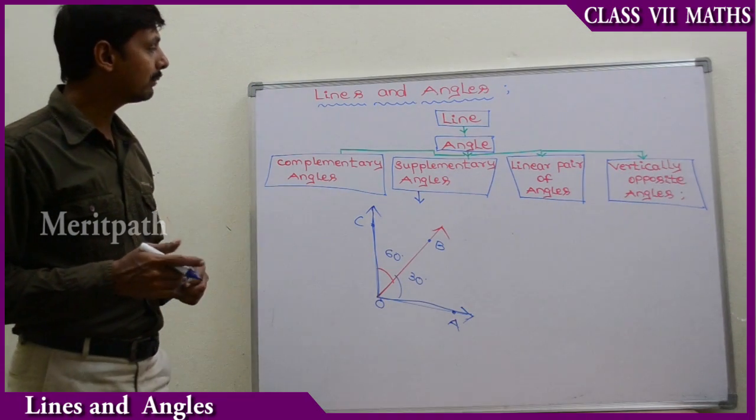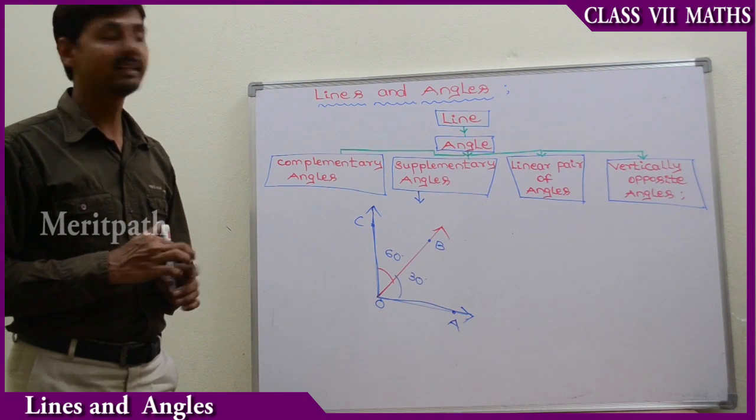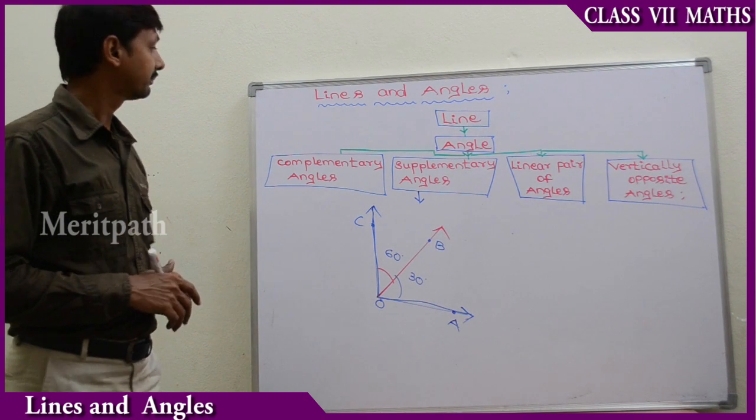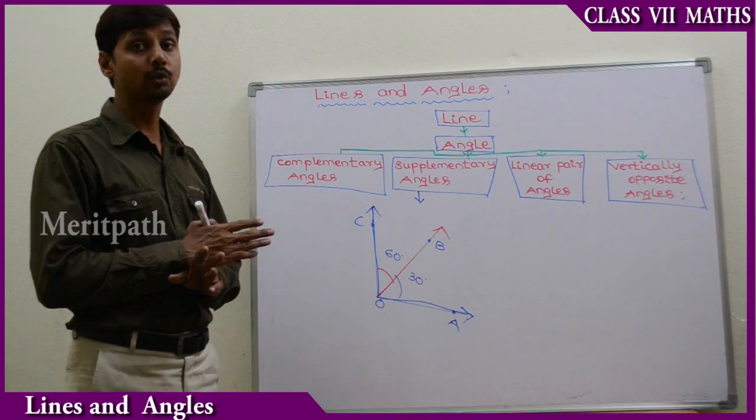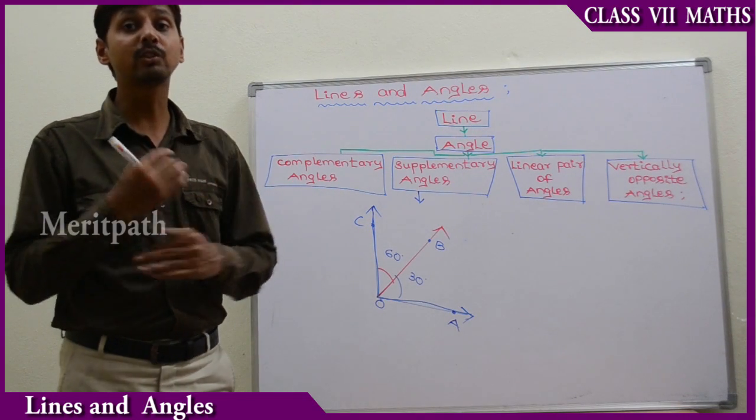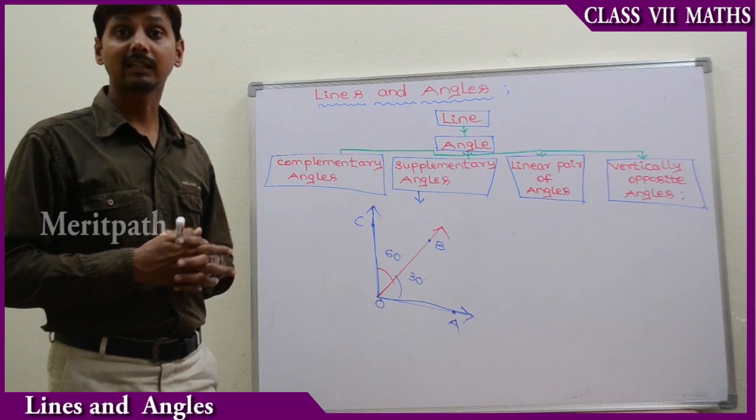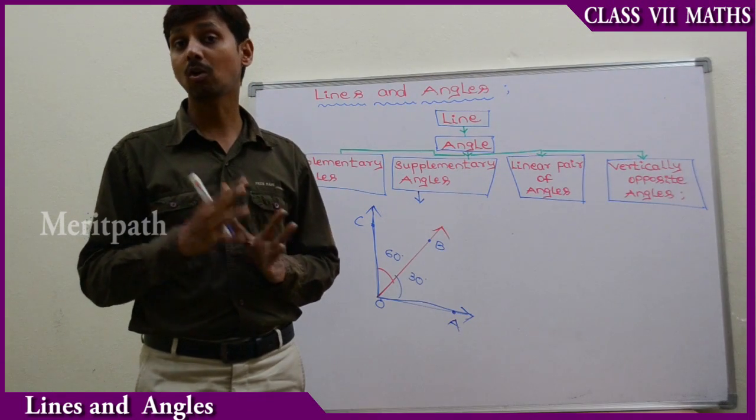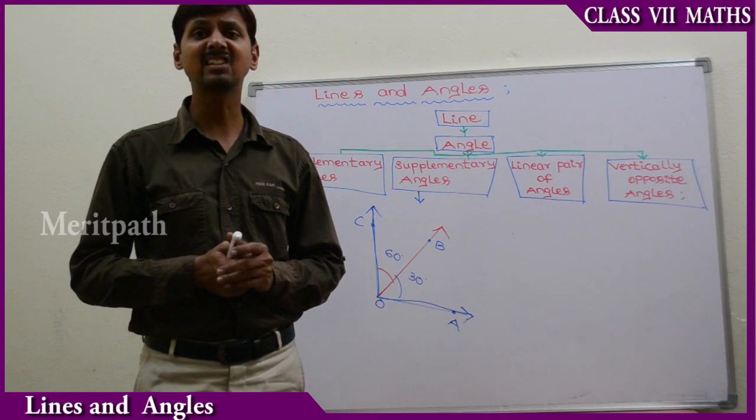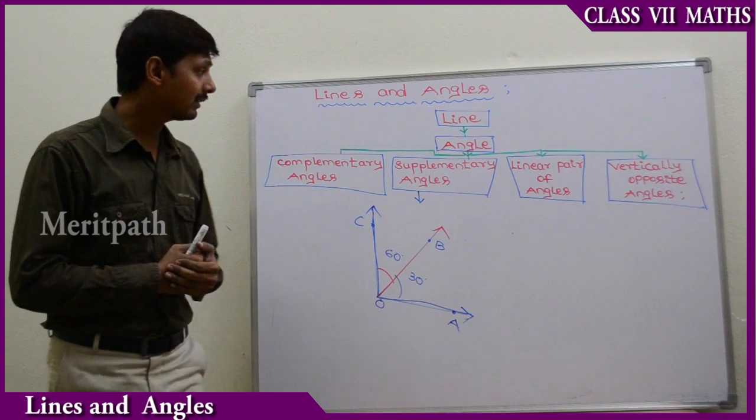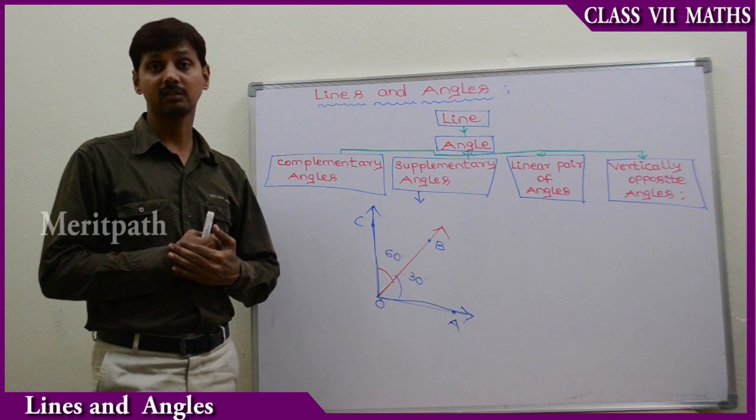Up to now we have discussed vertically opposite angles, linear pair of angles, supplementary angles and complementary angles. Vertically opposite angles are opposite to each other when two lines are intersecting. Linear pair of angles are two adjacent angles having a common arm and a common vertex, and the sum of the two angles is 180 degrees. And supplementary angles: the sum of two angles is 180 degrees, and we call them supplementary angles.